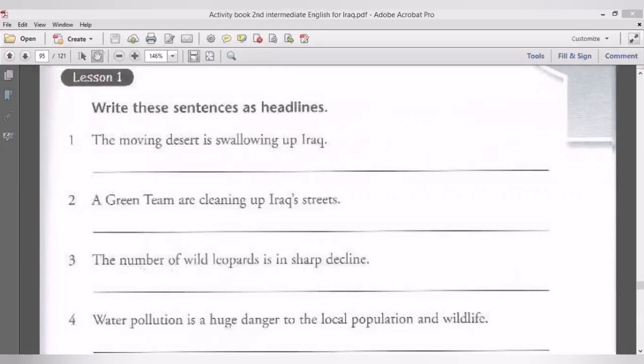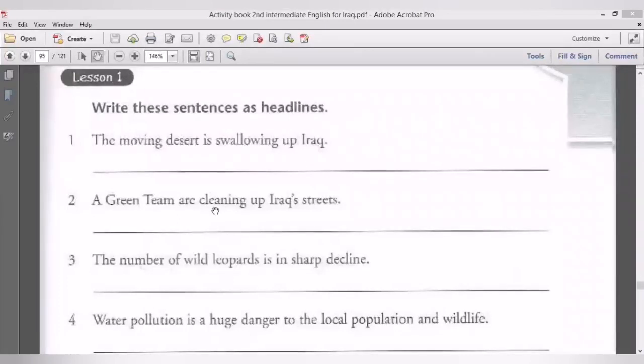Now we have newcomers. For the newcomers, we are speaking about the exercise of lesson 1, unit 7. It's on page 95 of your activity book. Yes, so the moving desert is swallowing up Iraq. So it speaks about the deserts and the sand. Write the sentence as a headline. It should be written as moving desert swallowing Iraq. Right? So the first one should be moving desert swallowing Iraq.